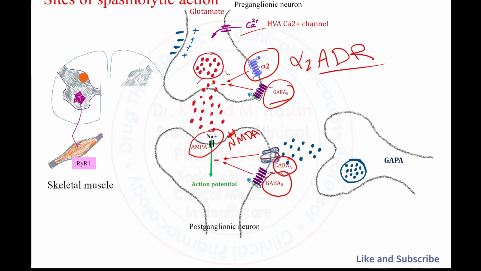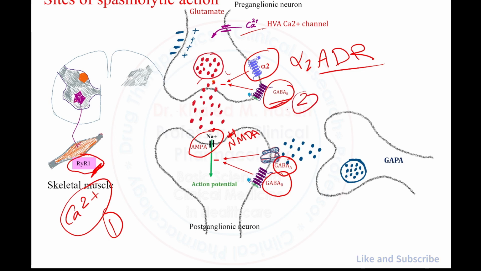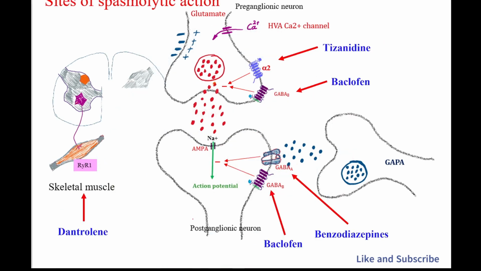We have a receptor on the skeletal muscles called the ryanodine receptor. So this represents the target for our medication. First of all, we look at the ryanodine receptor. We have calcium. This is number one, the first target. The second target will be GABA B. The third target will be alpha 2 adrenergic, and the last target will be GABA A. So we have several targets for the medication. RYR1 stands for ryanodine receptor channels in the sarcoplasmic reticulum. SR stands for sarcoplasmic reticulum.